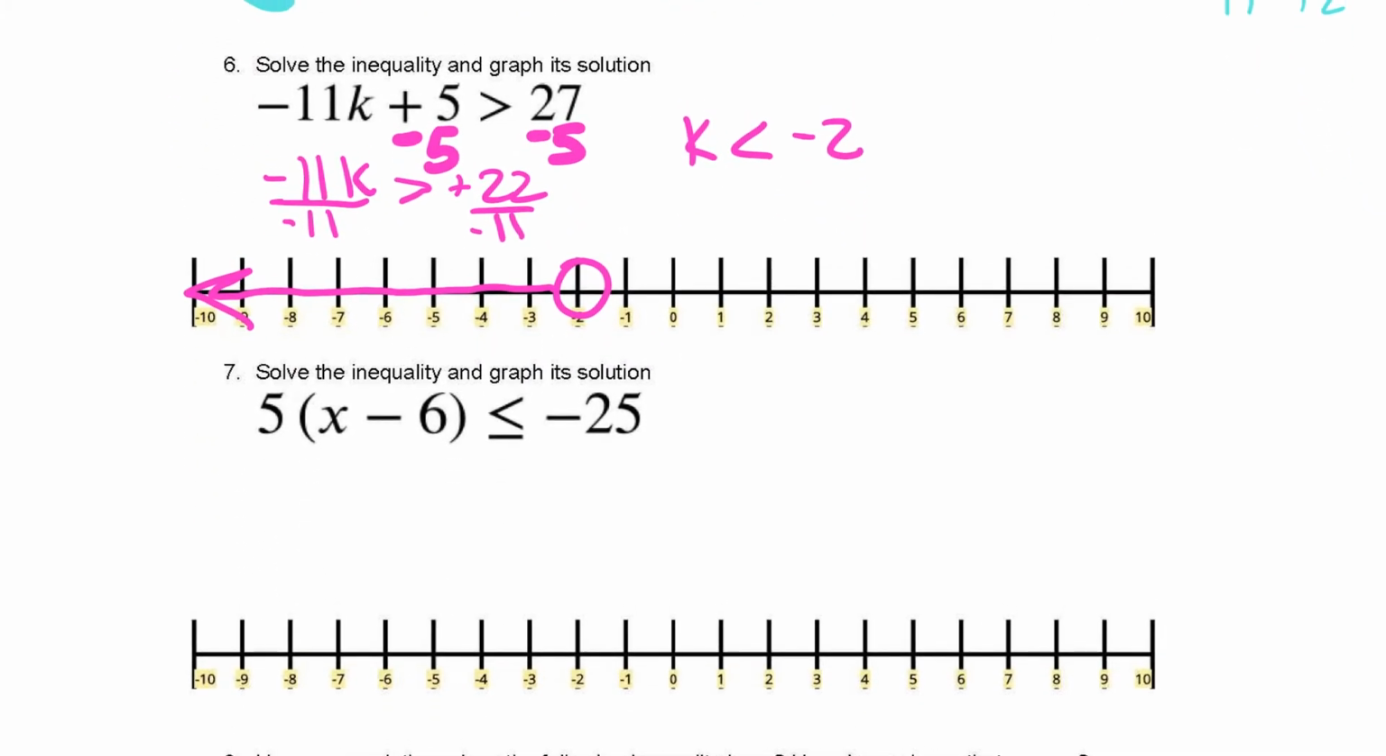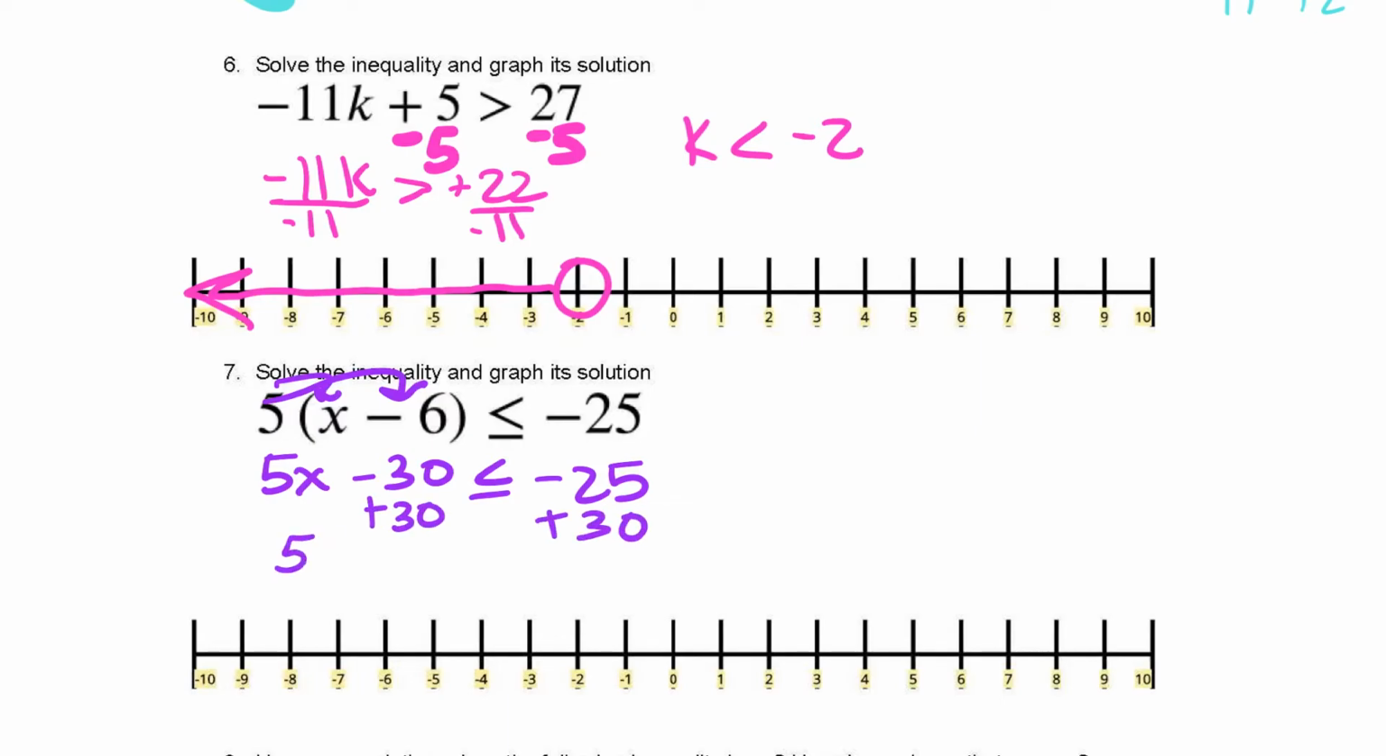Question 7, solve the inequality and graph its solution. So I'm going to start by distributing the 5 to everything inside the parentheses. So I get 5x minus 30 is less than or equal to negative 25. I'm going to add 30 to both sides. I'm left with 5x is less than or equal to 5. Divide both sides by 5. I'm left with x is less than or equal to 1. Now, since it's less than or equal to, we need to have a closed circle. And I'm going to draw my arrow pointing all the way to the end of my number line.